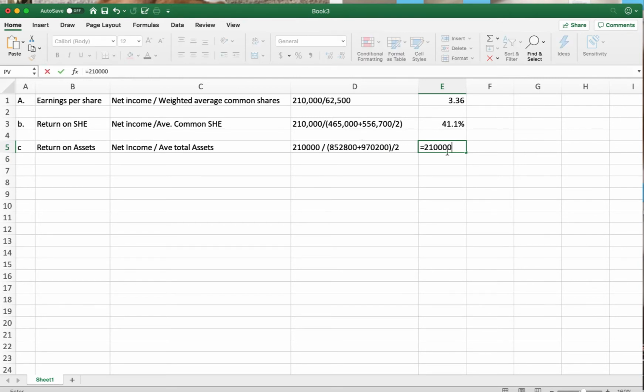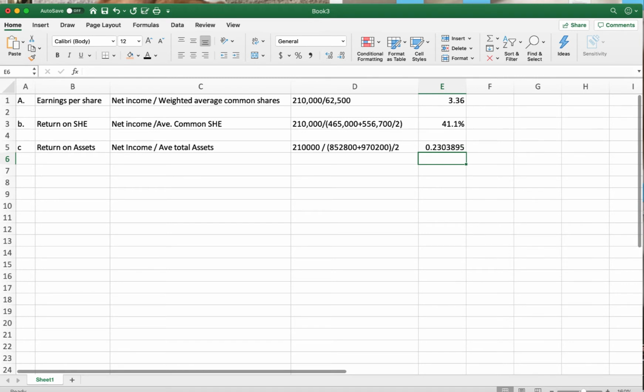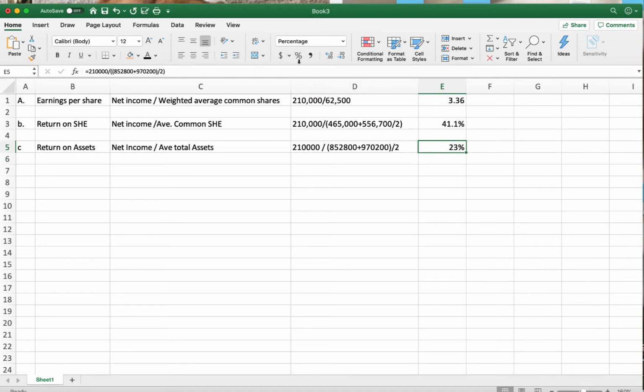210,000 divided by, open parentheses, 852,800 plus 970,200, close parentheses, divide by 2, close parentheses again, and I get 23%. Turn that into a percent. Okay, that's the return on assets.